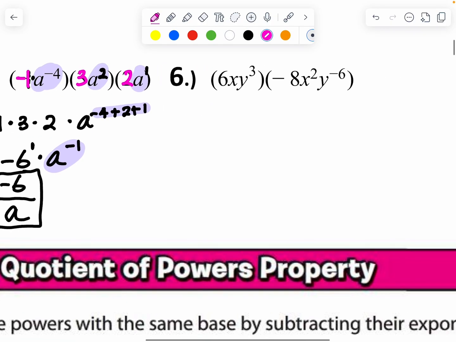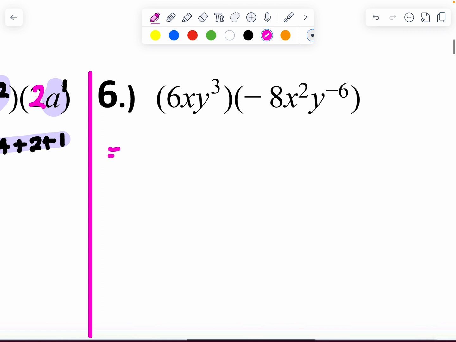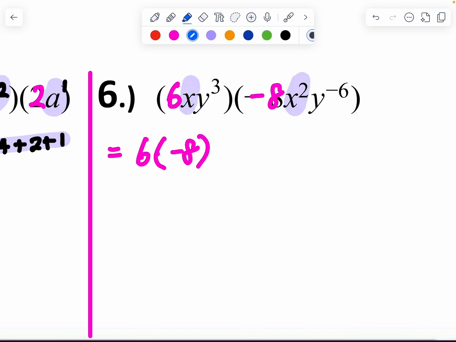Number 6. If you want to pause the video and try this on your own, that might be a great idea. So I'm going to collect my coefficients, 6 and negative 8, and multiply them together first. And negative 8, let's put parentheses around that. Then let me collect all my x's, x and x there. Let me color coordinate this for you guys. X to the power of 1 times x to the power of 2.